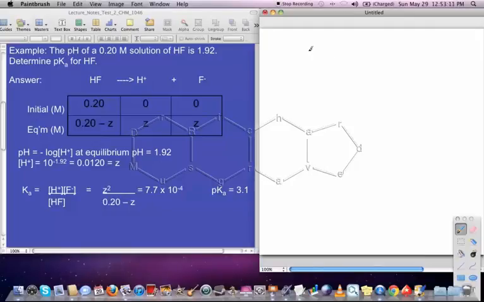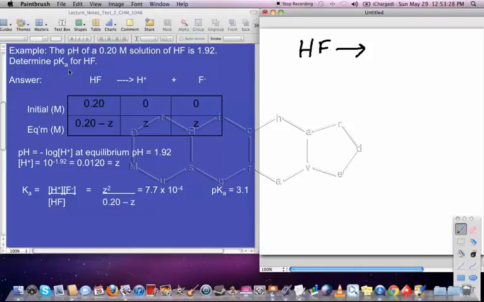Alright, I'm going to show you an example of how to calculate a Ka and a pKa based on the equilibrium pH of a solution and its initial concentration. Alright, so we're using HF, so let's see what we have to do first.